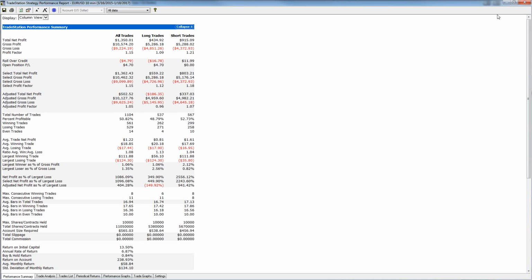And it's only between the times of, it takes out Asia. So it's between the time of the European Open and the US Close. Takes out Asia because the performance in Asia is the worst of it. All right.